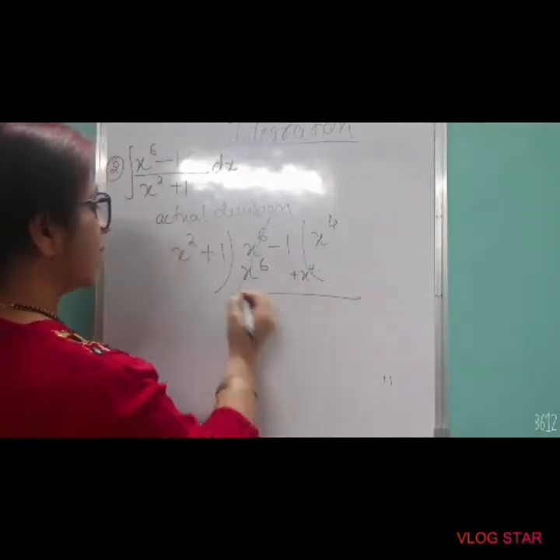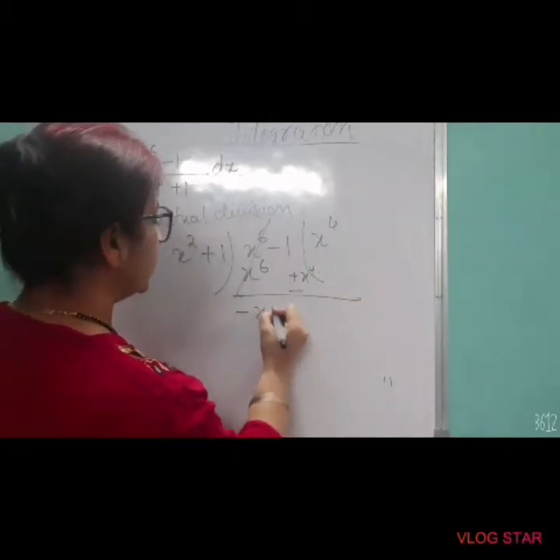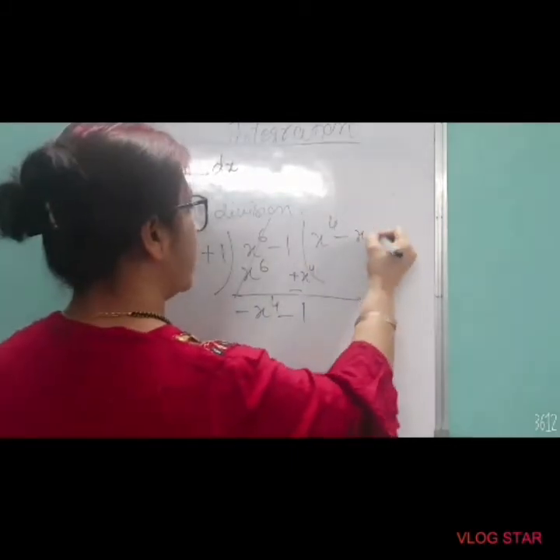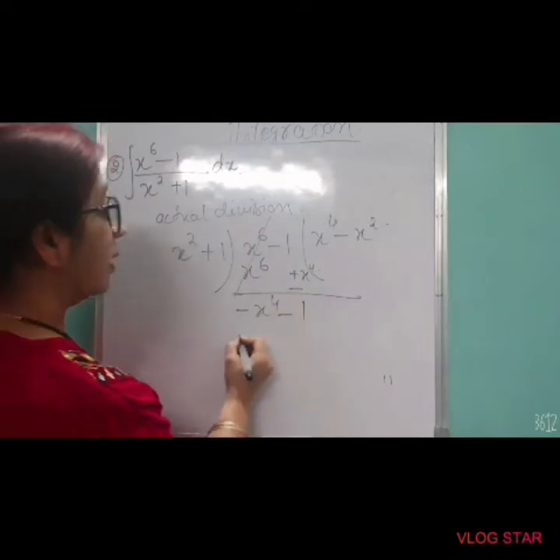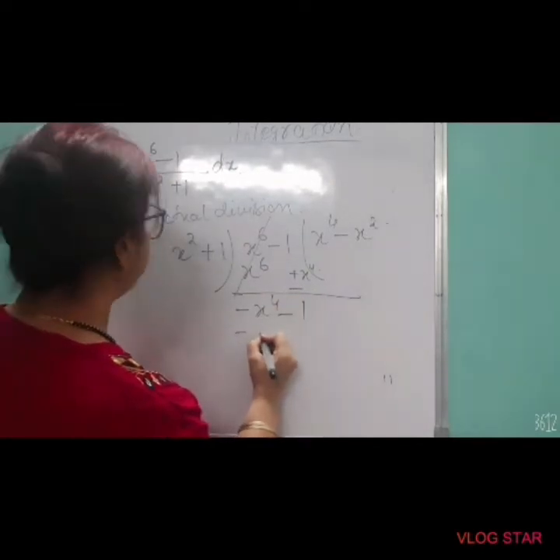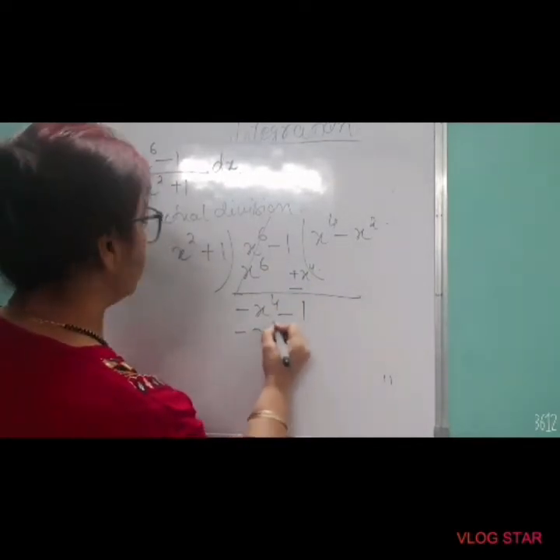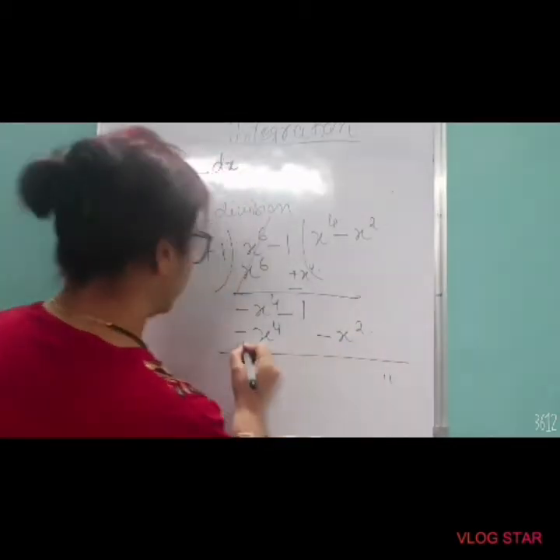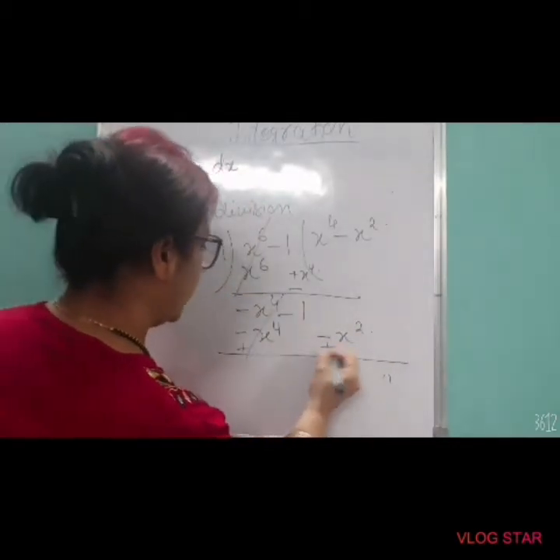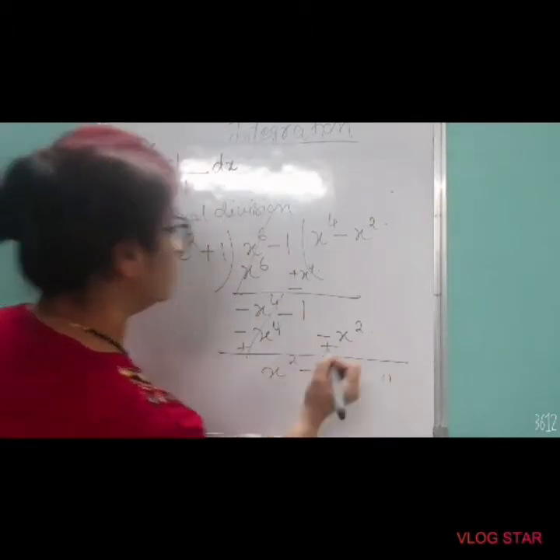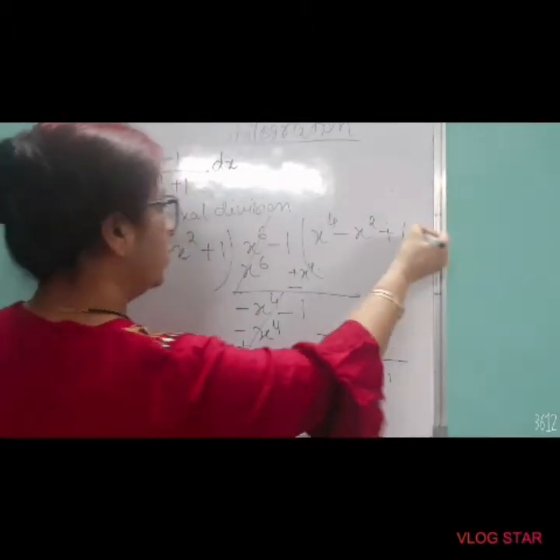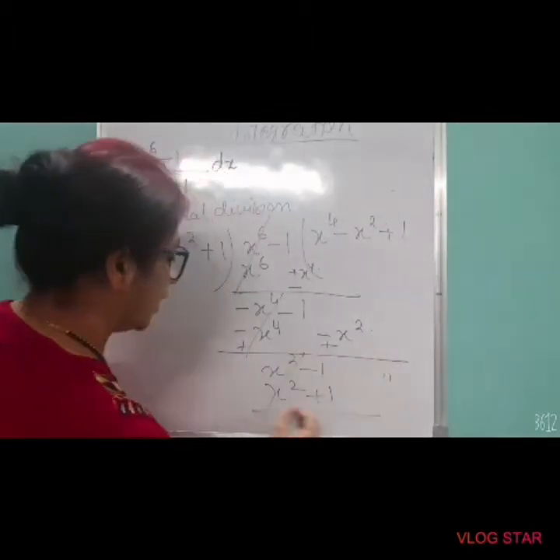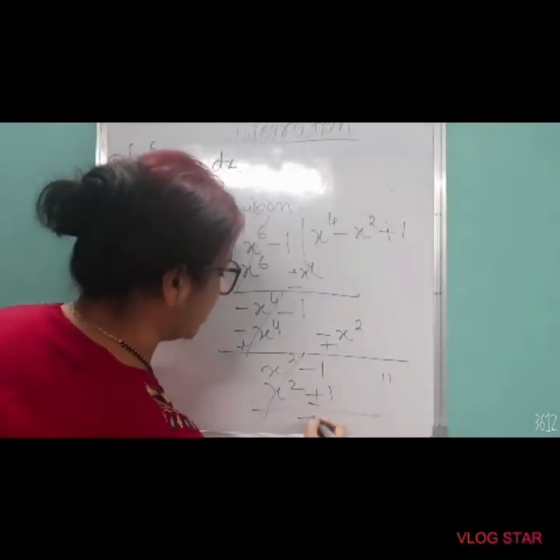Now this got cancelled. This gives minus x⁴ minus 1. Now I will multiply with minus x². Now it becomes minus x⁴ and minus x². Again it is like this: x² minus 1. I will multiply with 1. It becomes x² plus 1. Now this got cancelled, minus and this minus 2.